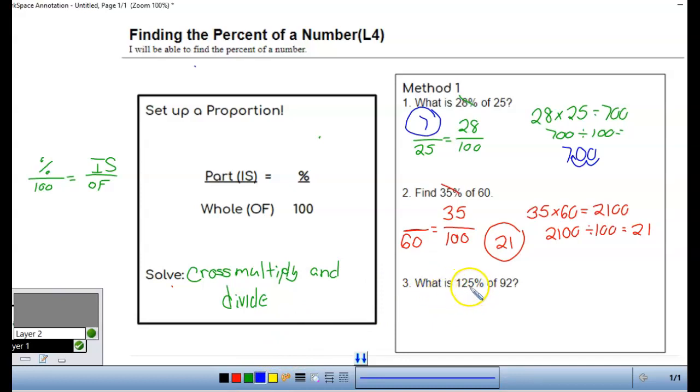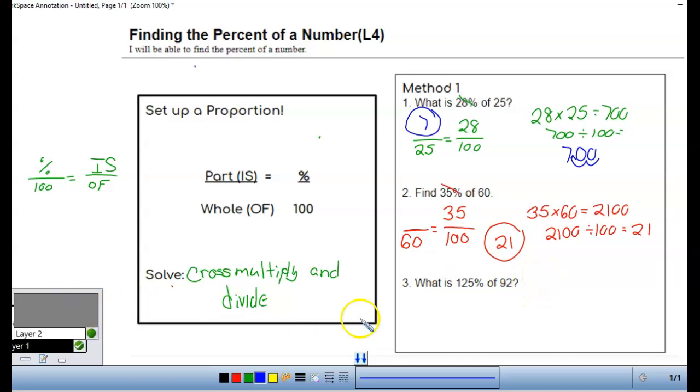What is 125% of 92? Well, already right now, before I finish this problem, I realize that it is going to have to be bigger than 92, because the percent is bigger than 100. So pause the video, try it out. If you don't get bigger than 92, try it one more time.